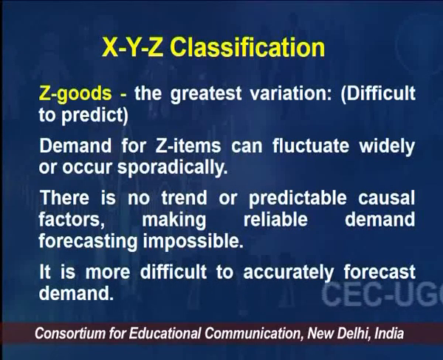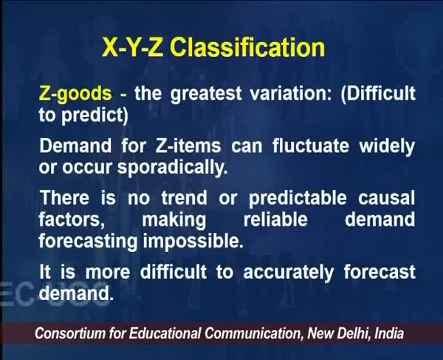So X goods, it's easy to predict what the demand will be. Z goods are very difficult, in predicting what the demand will be. So accordingly, your strategies for inventory management, how much to order, when to order, and the time when the materials will be procured will be different.